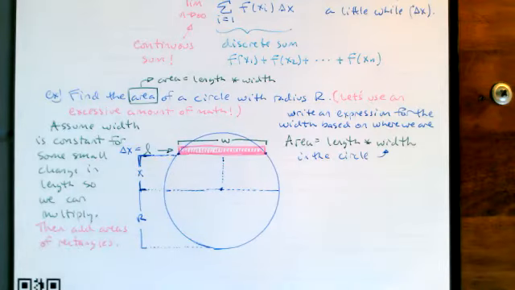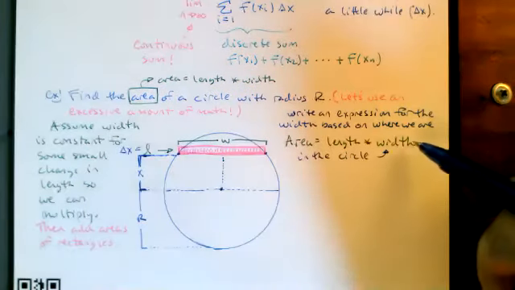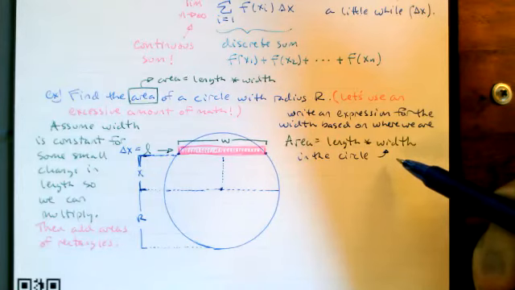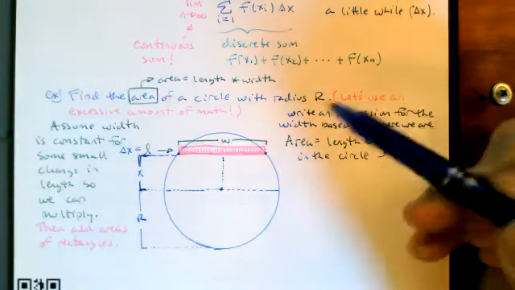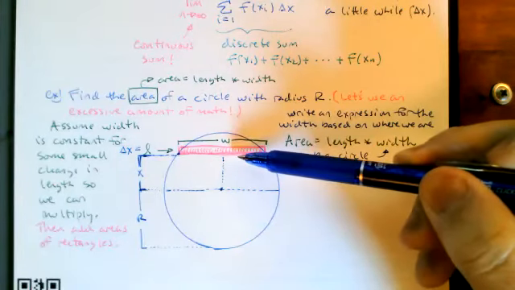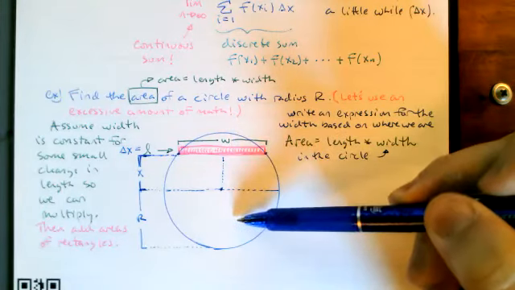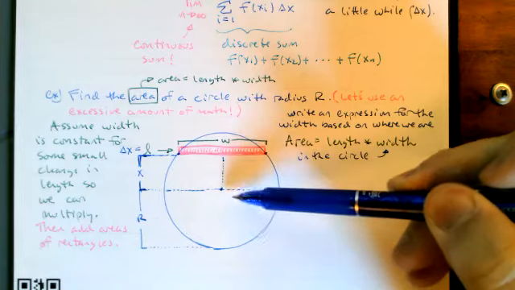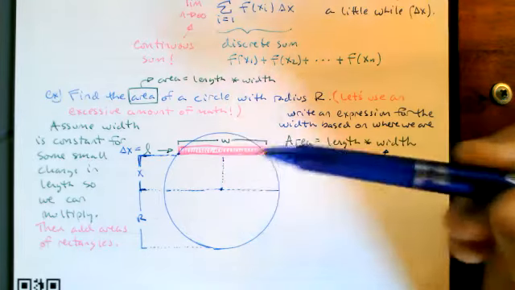So L is going to be some small change in X. We have to write an expression for the width based on where we are in the circle. So now we have to map out the circle so we can identify where we are in the circle. And here's how we're going to do it. Our location in the circle will be the distance from a horizontal strip to the center of the circle.